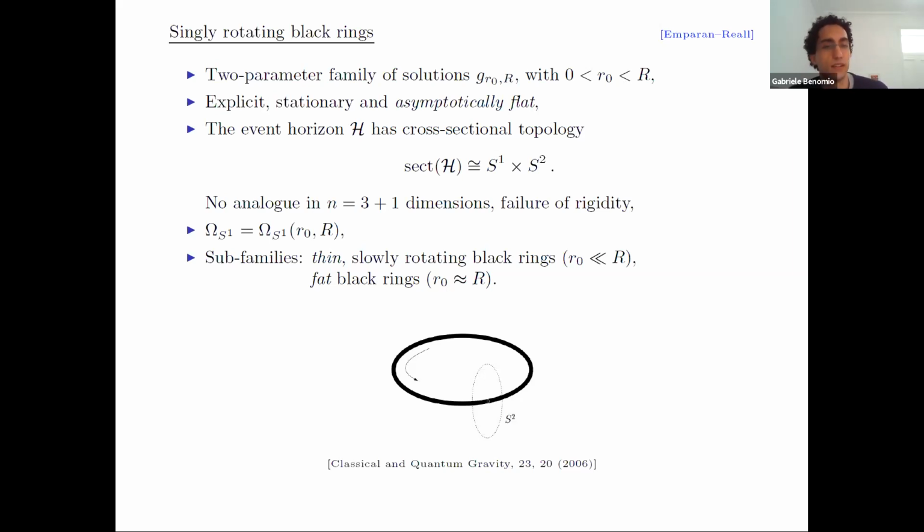So informally, these black rings can be divided into 2 subfamilies: thin black rings and fat black rings. Thin black rings are rings where capital R is much larger than R naught, and they roughly look like the one I have here in the picture. While fat black rings are black rings where the size of the two parameters is roughly comparable, and they look more like donuts, if you want. Because of this constraint on the angular velocity that I mentioned, thin black rings are automatically slowly rotating black rings.